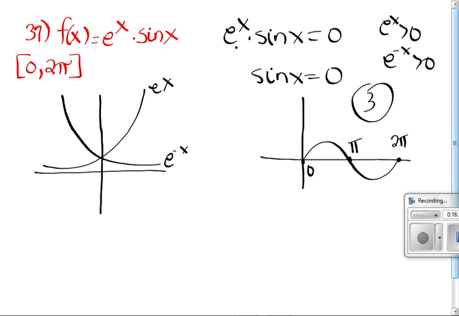How many zeros do you see there? It's got to come up. Pardon? This is the zero product property. Either e to the x is 0, or sine x is 0, and e to the x is never 0.